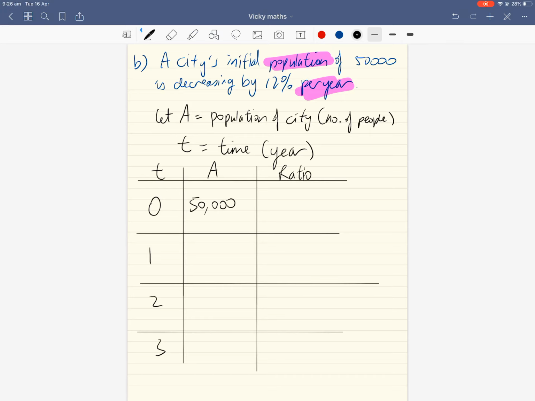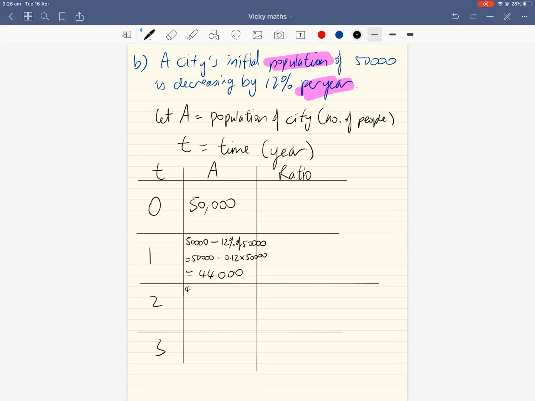After 1 year, what is the population of the city? Well, it says it's decreasing by 12% every year. So year 1 is what we had last year. We're decreasing, so we're subtracting 12% of whatever we had last year. So it's 50,000 minus 0.12 times 50,000. If you grab a calculator, that gets you 44,000. Let's do it again for year 2.